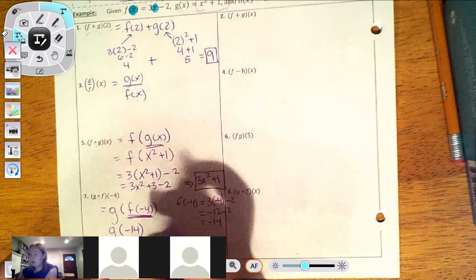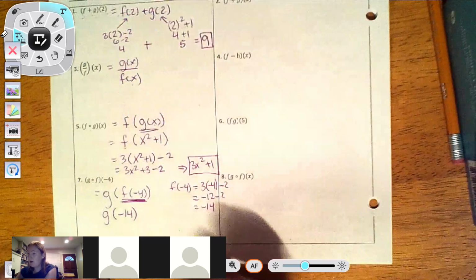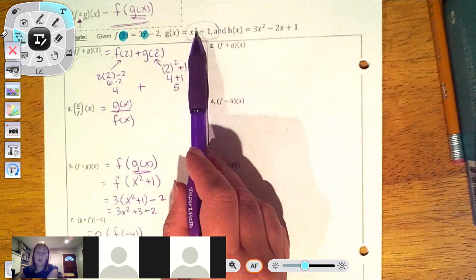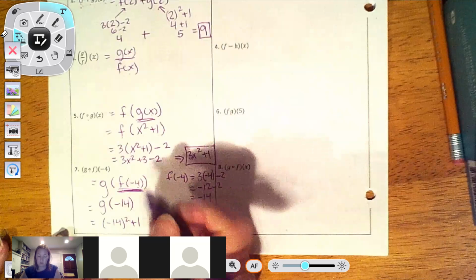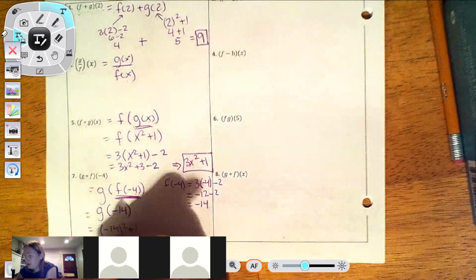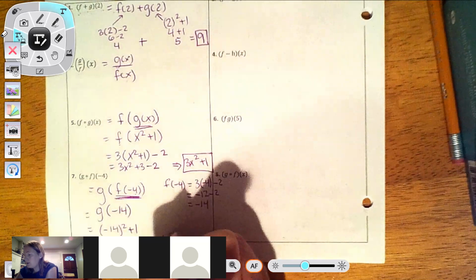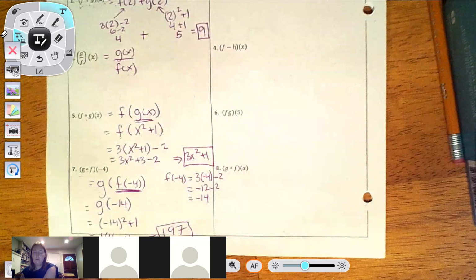So then we have to figure out what g of negative 14 is. Now I go to my g function, and g says what was in the parentheses squared plus 1. So I'm going to square this and add 1. When you square, you get 196. Add 1, you end up with 197.